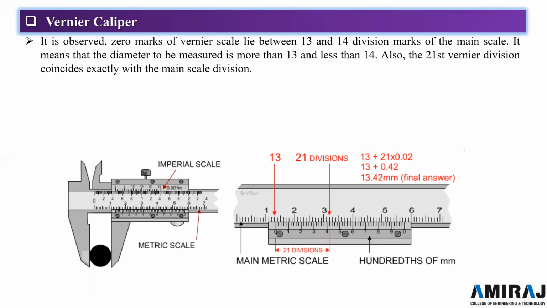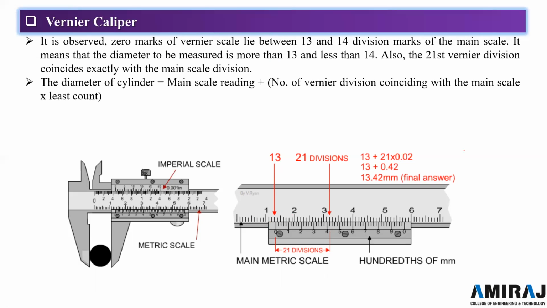Also, the 21st vernier division coincides exactly with the main scale division, so the diameter of the cylinder is equal to the main scale reading plus the number of vernier divisions coinciding with the main scale times the least count. Here you can see the main scale division was 13, and then the number of vernier divisions on the vernier is 21, and the least count is 0.02. So that will be calculated and we can get the final answer in mm.